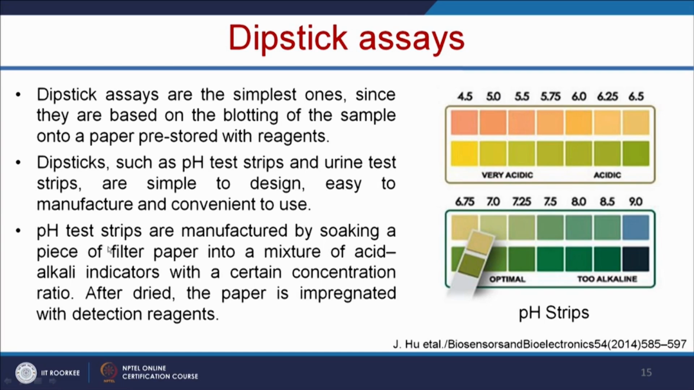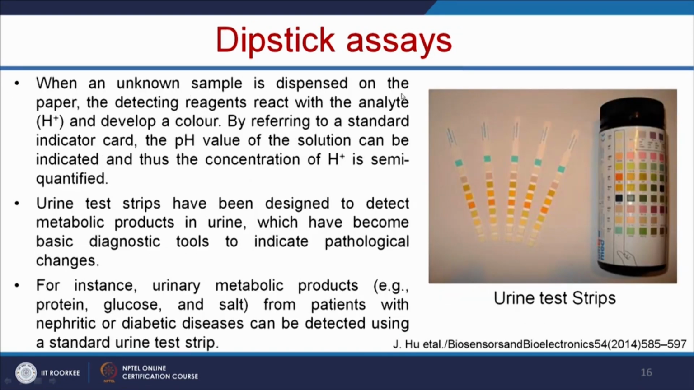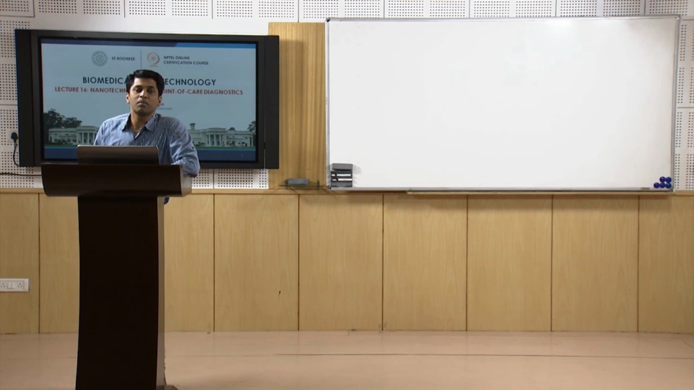So, how do they make the pH test strips? The pH test strips are manufactured by soaking a piece of filter paper into a mixture of acid and alkali indicators with a certain concentration ratio. After it is dried, the paper is impregnated with the detection reagents. So, when an unknown sample is dispensed on the paper, the detecting reagents react with the analyte, and it will develop the color. By referring to a standard indicator card, the pH value of the solution can be indicated, and thus the concentration of H+ is semi-quantified. You might have used the pH paper in your lab. You just put a pH paper in any unknown solution, and it will tell you the pH of the particular solution. So, it is based on the principle of dipstick assay.